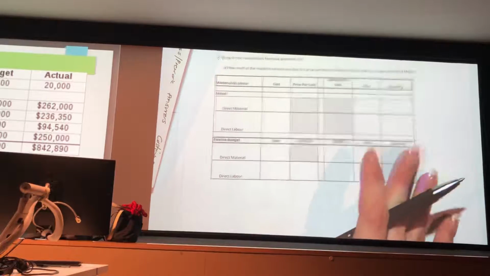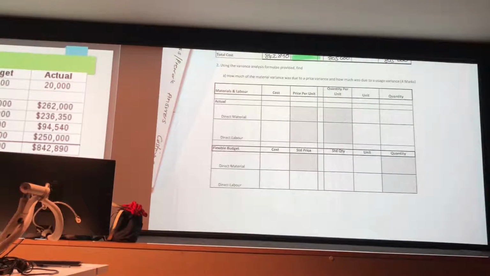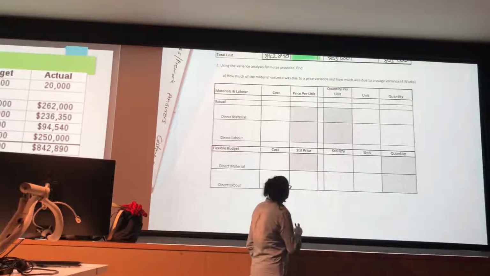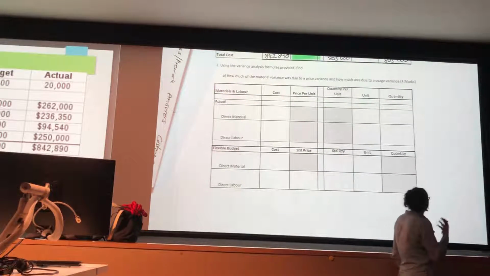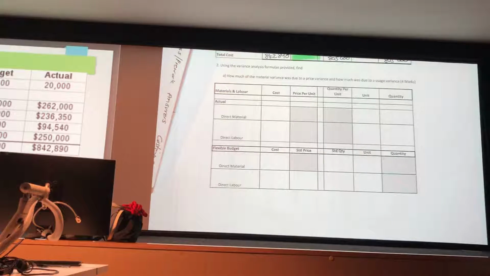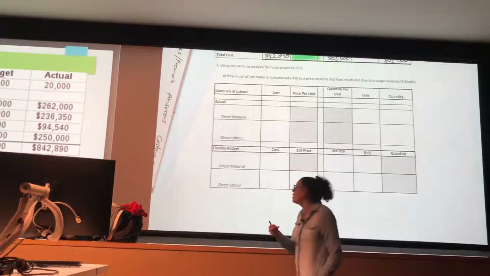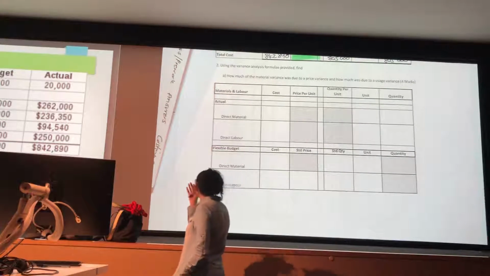So the way I go about it is I have this little template. I go cost, price per unit, quantity per unit and quantity. So quantity will be, for example, how many kilograms. My unit, in this particular instance, would be the denotation. Is it kilograms or hours? And so we work it back.